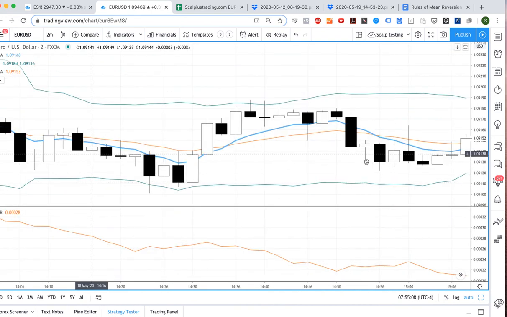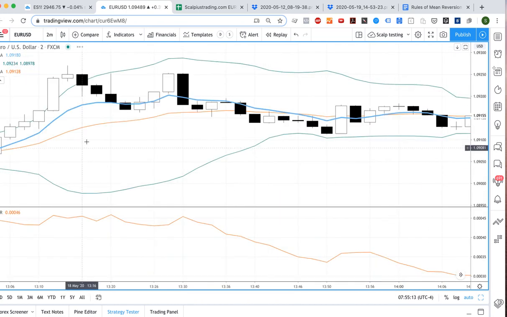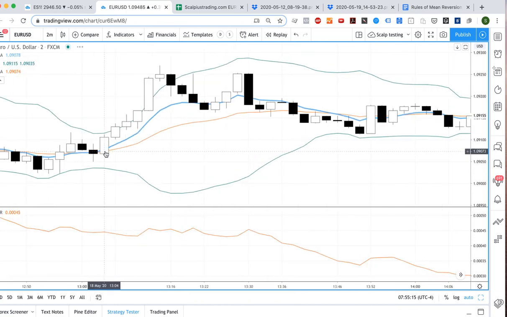Let's see what else we have here. Alright, same thing here. Short setup. We have a touch of the upper Bollinger. We need 1 or more lower closes without breaking this high here. We have many lower closes, 4 of them. Now we need a higher close. We place an order to go short here, which is never filled.